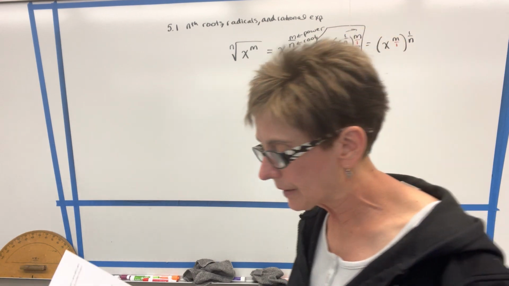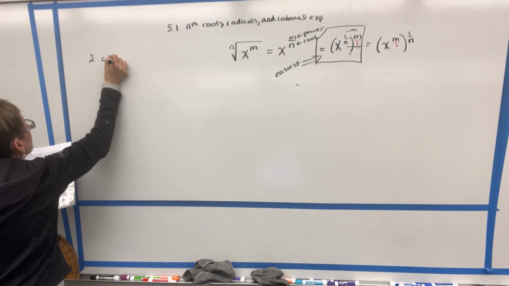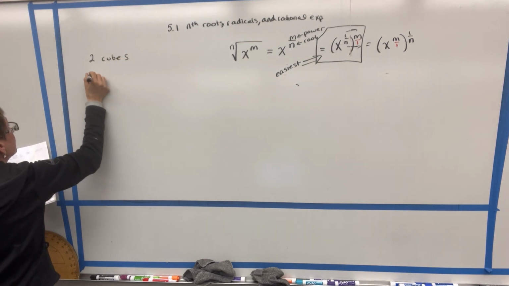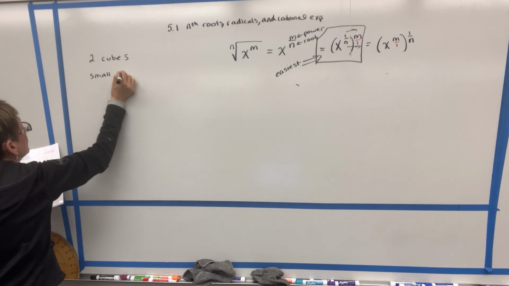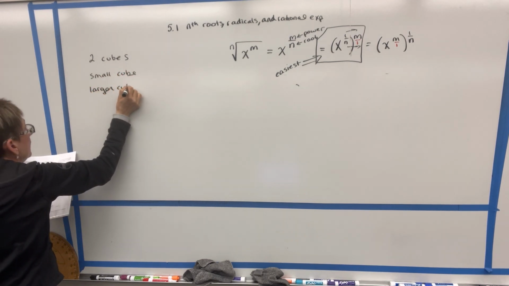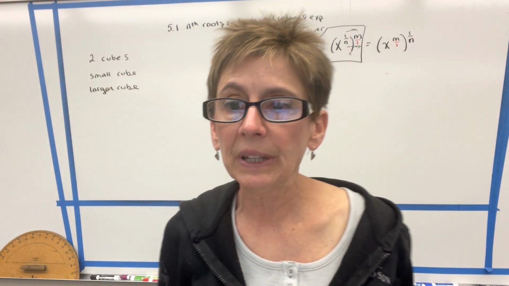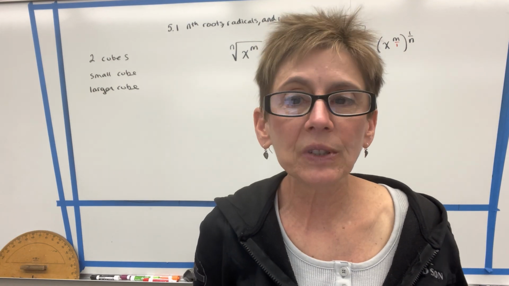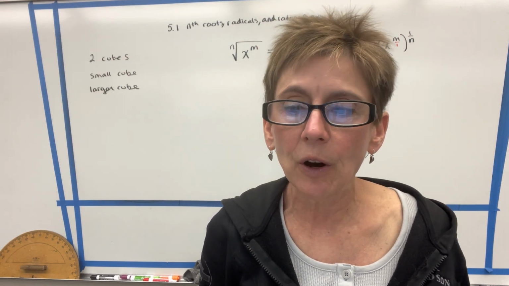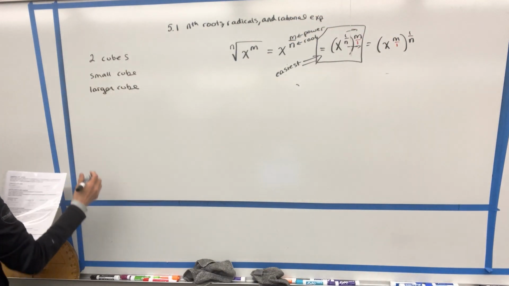So basically, they're telling us that there are 2 cubes, a small cube and a larger cube. And they're wanting to know if they pour out the contents of the larger cube into the smaller cube, how much will spill, which basically means they're just asking what's the difference in the volume between the two different cubes. So let's go ahead and get started here.